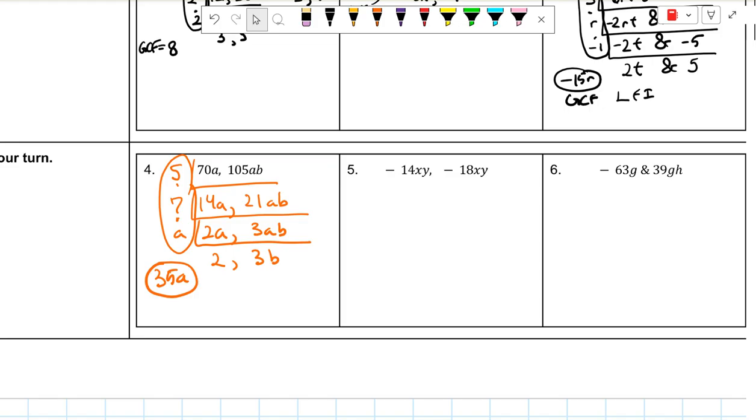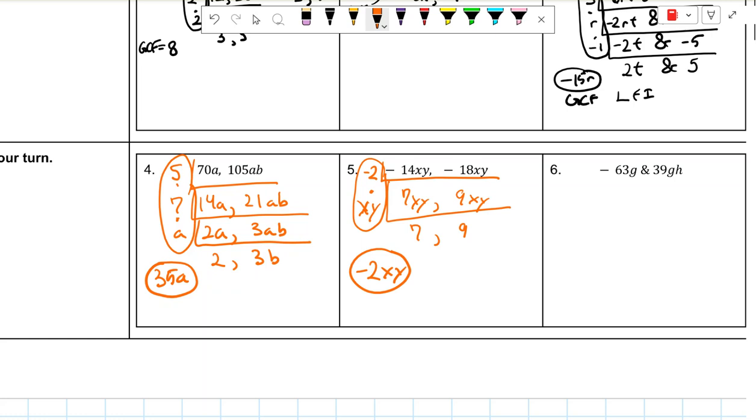All right, there you have number 4. Did you get 35a? If you didn't, take a look at my work and my layers and make sure you are doing it correctly. If not, you may want to rewind the video and take a look at the examples up above. Now it's time to do number 5, but before you get started, notice that both numbers have a negative. Pause now.